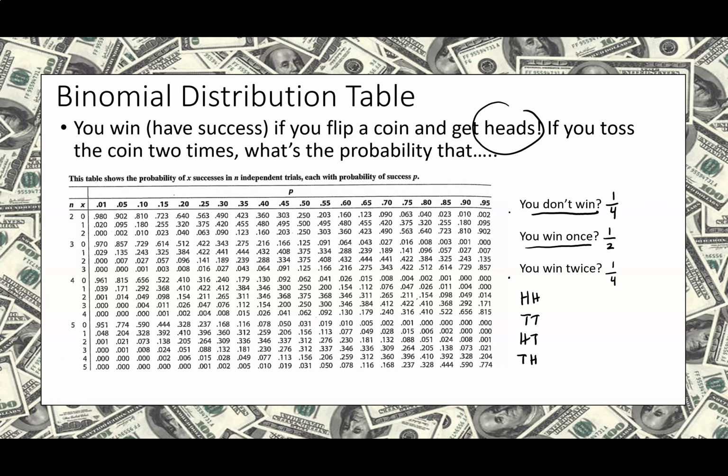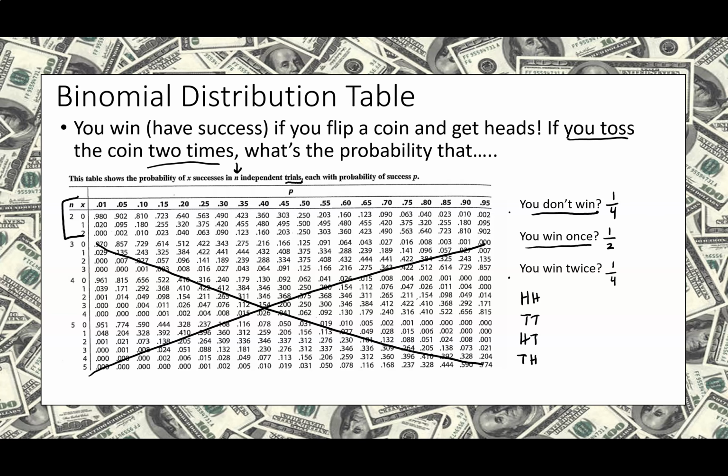First of all, let's talk about what these letters mean. It says that N stands for the number of trials. Trials are how many times you do something. So if you toss the coin 2 times, what's our number of trials? Yeah, it's 2. So in this table, we're only dealing with this section right here. We don't care at all about those.